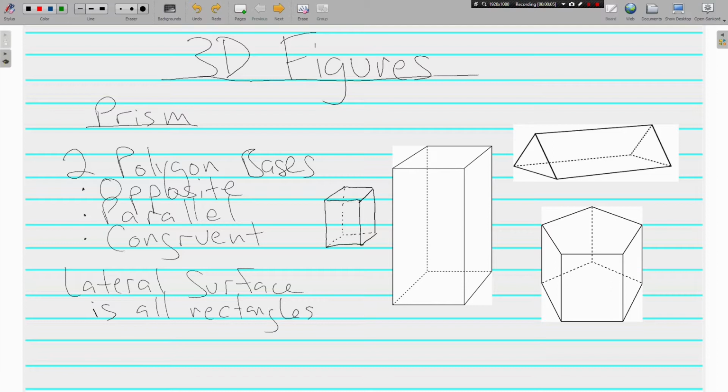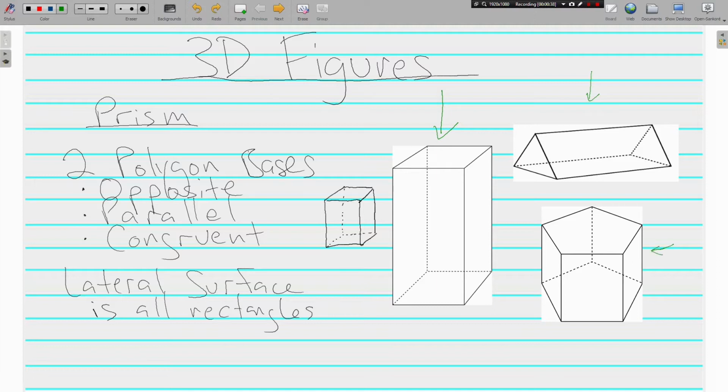This is Mr. Tipton, and today we are talking about three-dimensional figures. Basically, we're just going to do a quick overview of some different types of figures, starting off with a prism. These are all prisms here. The prism has two polygon-shaped bases. Right here we have a rectangular prism because the bases are rectangles. Over here we have a triangular prism. And this would be a pentagonal prism over here on the bottom right.